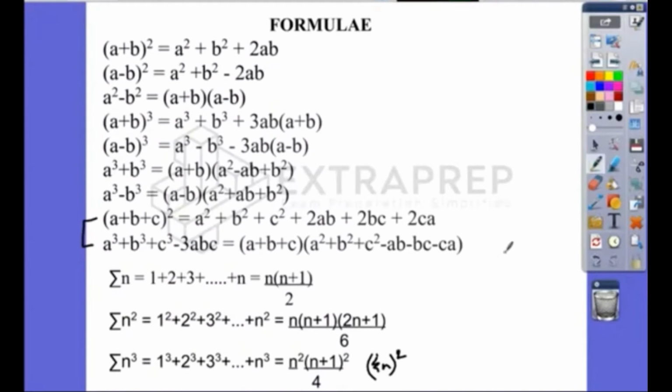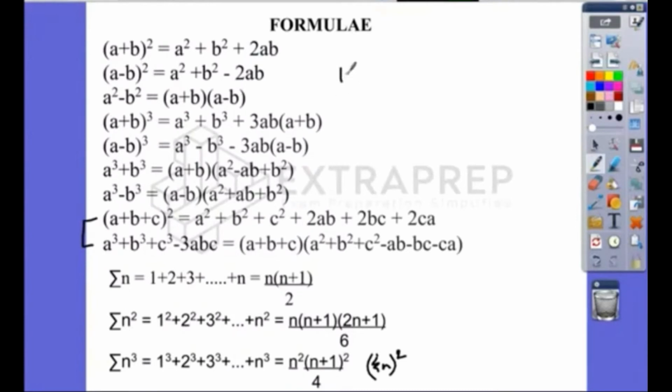While you're copying, I'll just go on and explain the basics of understanding formulae. See, a plus b whole square is a square plus b square plus 2ab. It's broken into three parts. A complicated number is being broken into three parts. Why do you break a number? You break a number to be able to solve problems faster.